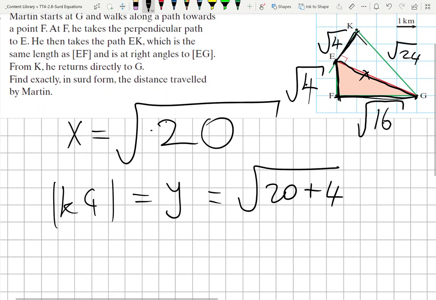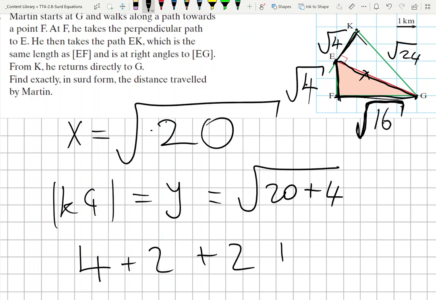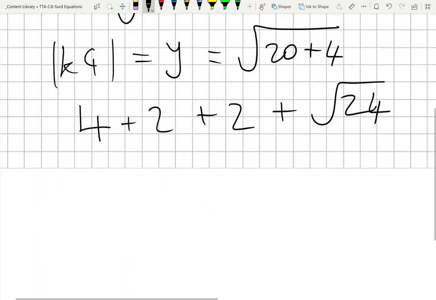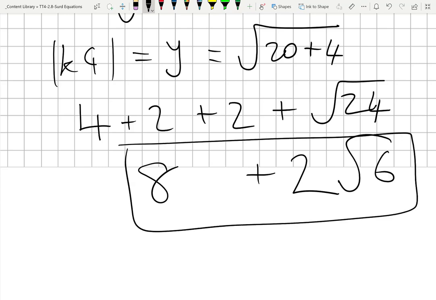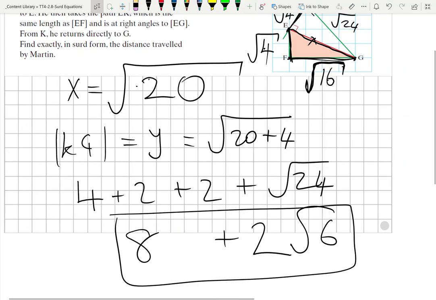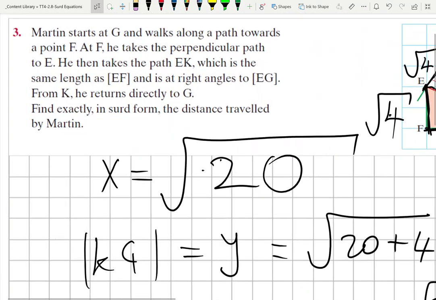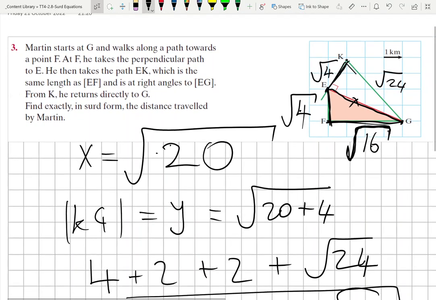So now we can go back and write anything that can be written rationally as rational. So you've got 4 plus 2 plus 2 plus root 24. And we can go further than that. We can take out the common 4 as 2 root 6. So that's the distance around, and we might look then to see other units and stuff we need to answer. Find in surd form the exact distance travelled by Martin.